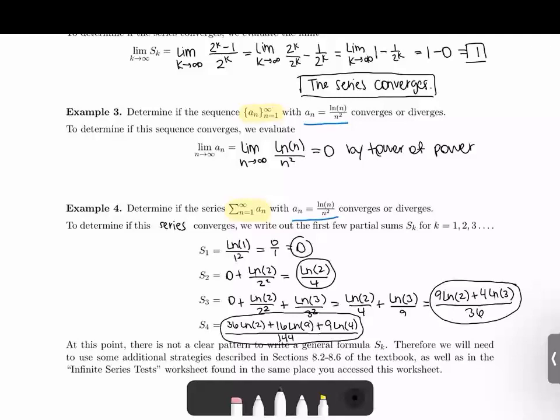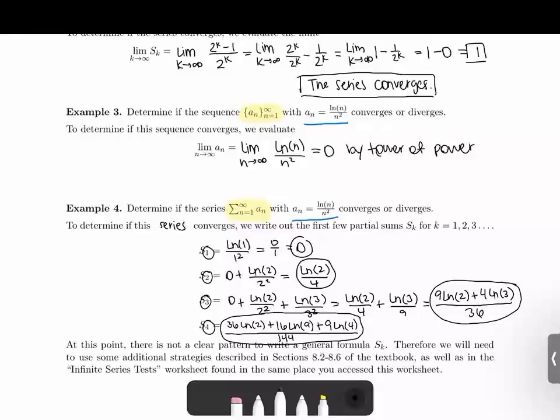At this point, again, we're trying to find a pattern that corresponds with our subscript. You may have a better natural talent at this than I do, but at this point, to me, there's no clear pattern of how to write that general formula. So in this case, I would look for additional strategies, and there are additional strategies that are going to come in the later sections of the textbook, specifically 8.2 through 8.6, as well as in the infinite series test worksheet found in the same place that you found this one.